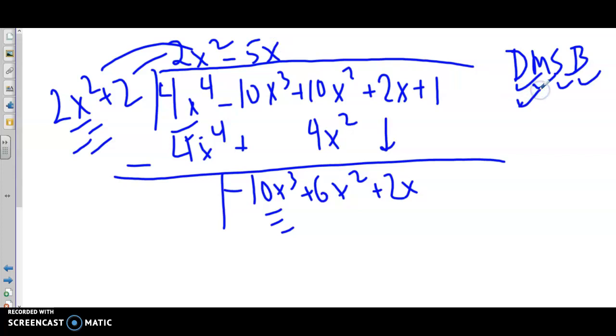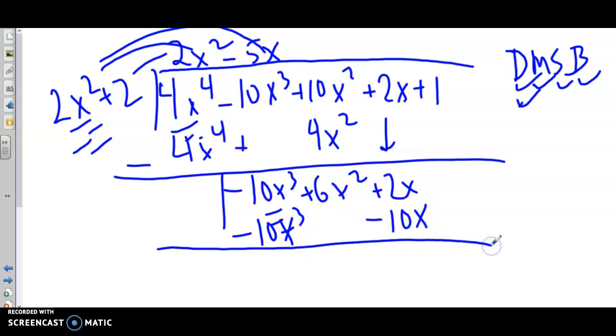So we did divide, now we multiply. Multiply down, distributive property. It's going to be negative 10x to the third, and then it looks like minus 10x. That goes over here. Make sure to line everything up in the right column. This is going to be 0. You're going to subtract. This is going to be 6x squared. 2x minus negative 10x is going to be plus 12x. Be careful. With long division, we subtract. 2x minus negative 10x is plus 12x. And then you bring down a 1.